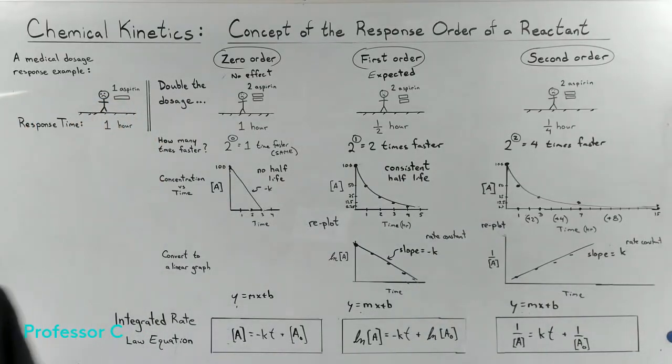So what we have on the board is a lot of information, going over the concepts of first order, second order, and zero order, and then extending to the graphs, what those graphs would look like, and what the integrated rate law equations look like. And we're going to use those equations in subsequent assignments.